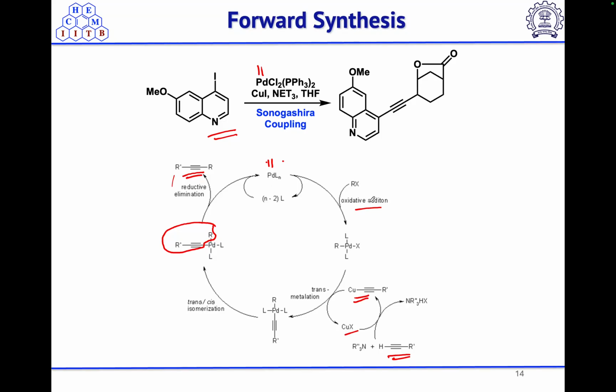Now if you do the oxidative addition, the oxidation number of palladium 2 will become palladium 4. After oxidative addition, the oxidation number increases by 2. So this palladium 2 to palladium 4 along with this oxidative addition with RX. Here RX means this quinoline C-I bond, this is aromatic, basically aromatic iodine. So oxidative addition is happening here, and you will get this. R means Ar and X means iodine. So this is palladium 4.